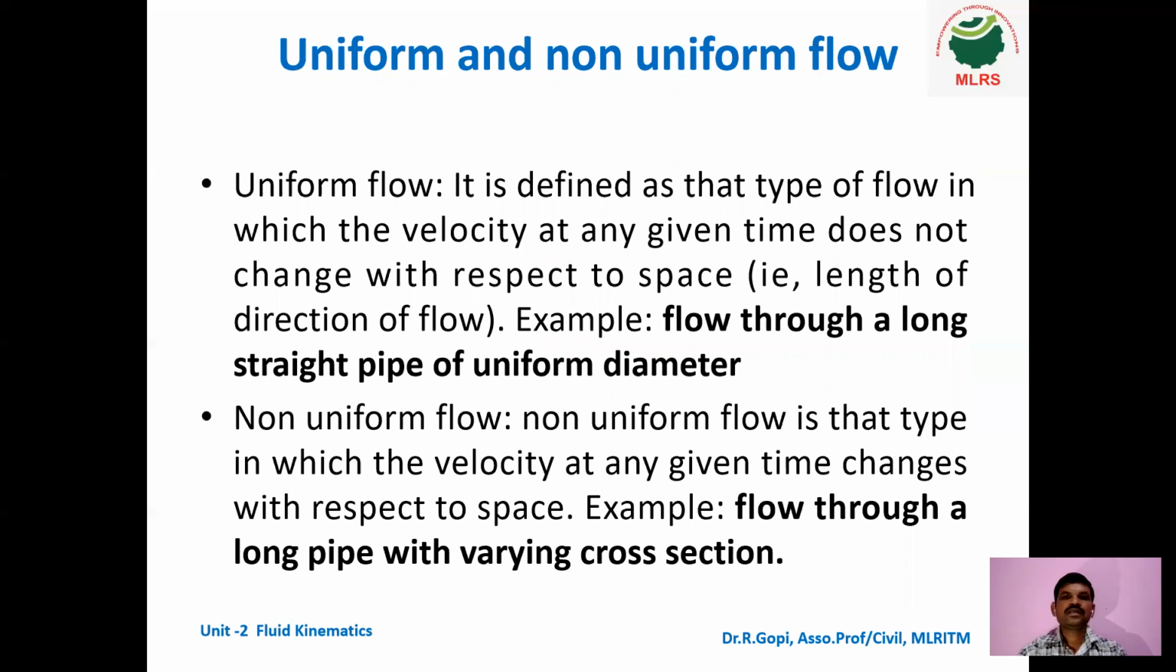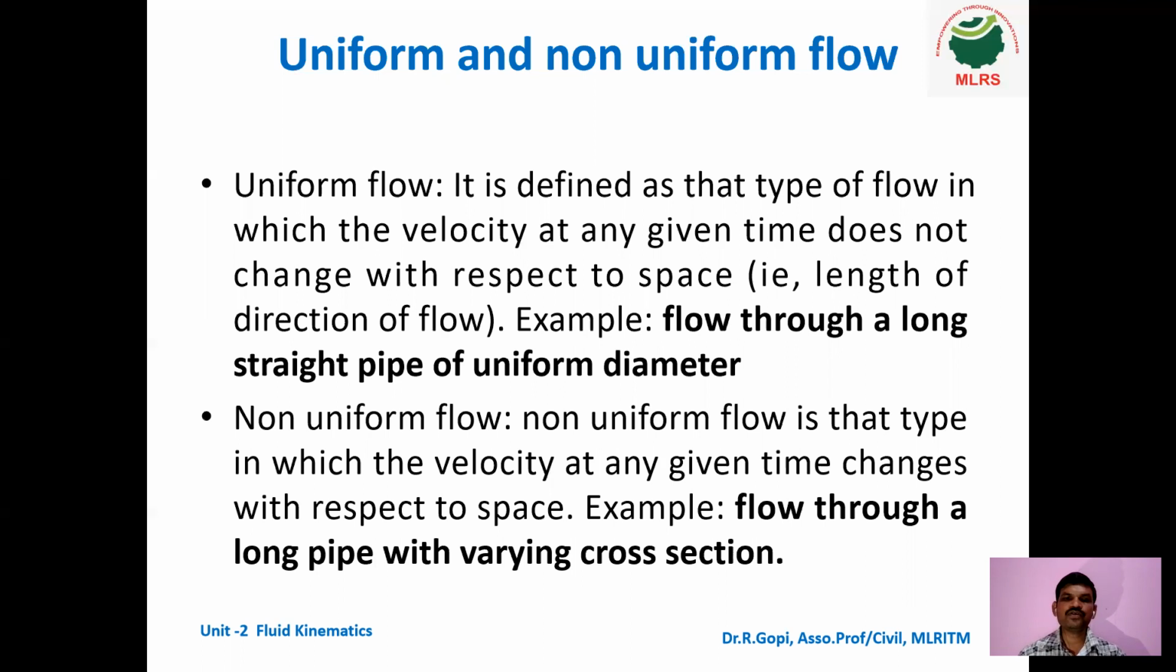Here the velocity at any given time does not change with respect to space. That means along the length of the direction of the flow. Space means throughout the length of the section. For example, flow through a long straight pipe of uniform diameter. If the diameter is uniform, the velocity will not change. The velocity is uniform. Non-uniform flow.